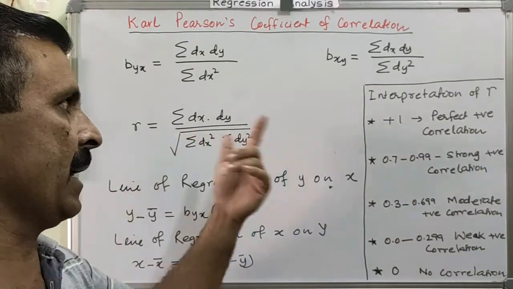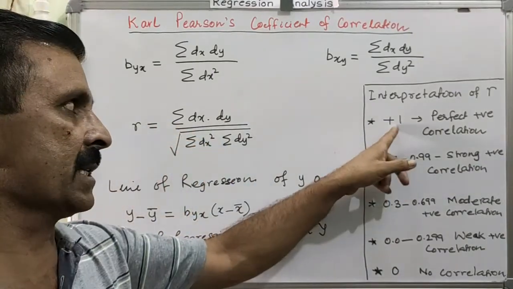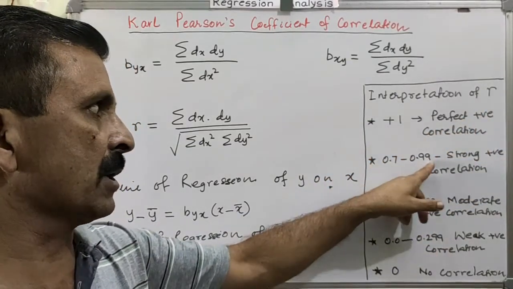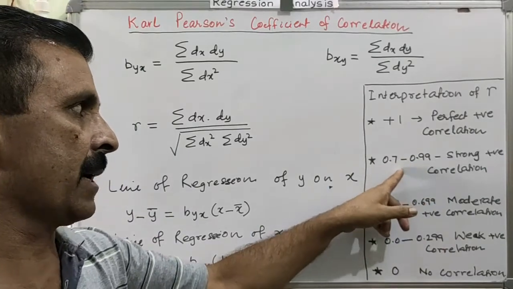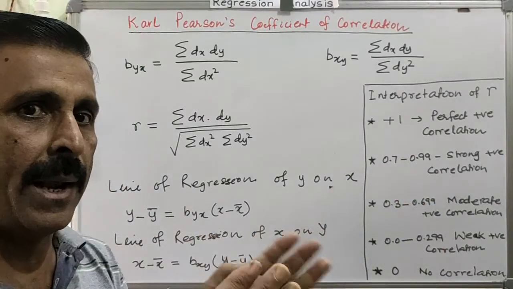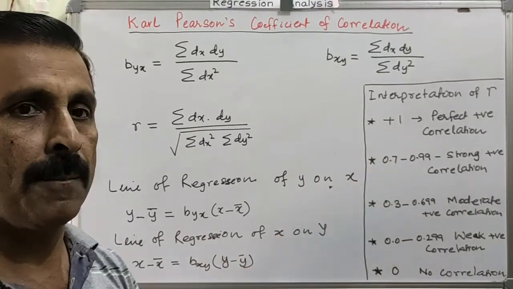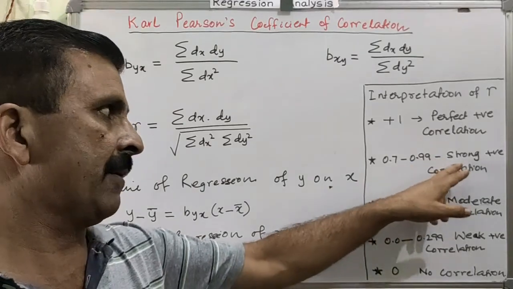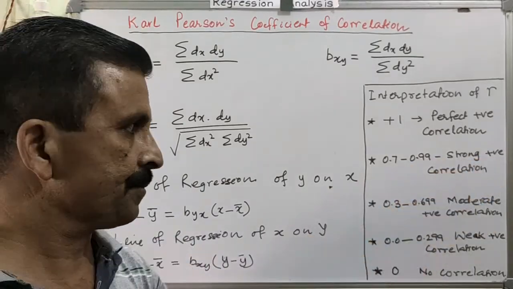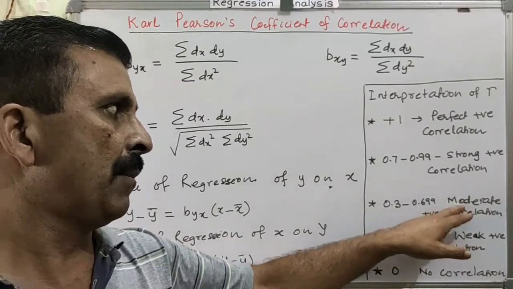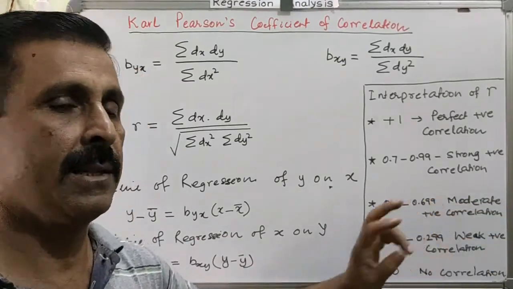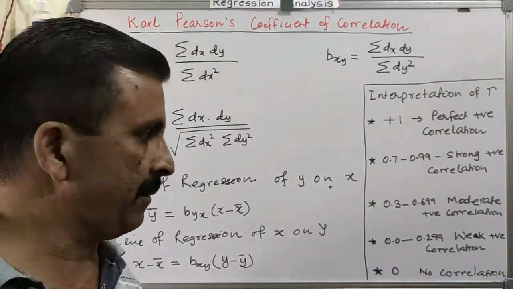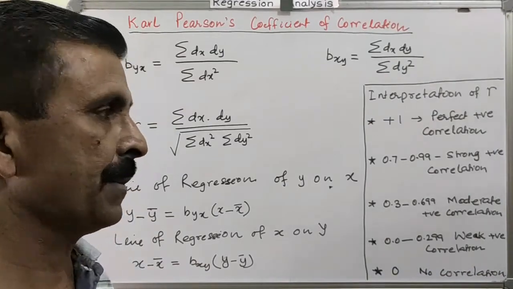Now if I get all this result negative, suppose it is coming -1, then we will call this perfect negative correlation. If the value of r comes between -0.7 to less than -1, that is, 0.7 to less than 1 and it is negative, then we will call this a strong negative correlation. Likewise, this will be called moderate negative correlation if this value is negative, and if this value is negative, we will call this weak negative correlation. When it is 0, there will be no positive, no negative.